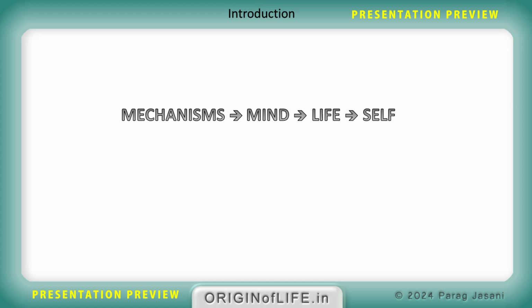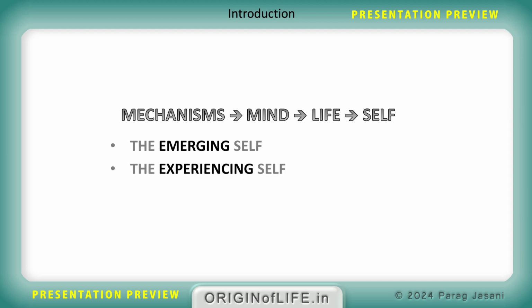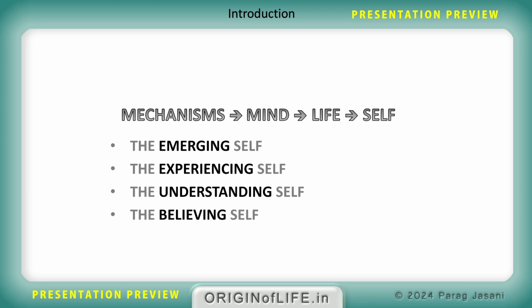It is divided in 4 groups. The emerging self, which reveals mechanisms that are responsible for you to exist and be a part of this world. The experiencing self, which is about how your interactions are experienced by yourself. The understanding self, which is about its current understanding. And the believing self, which is about what it believes based on such understanding.